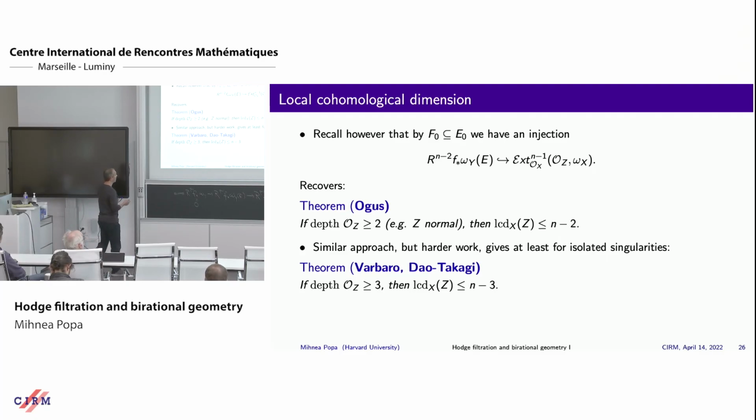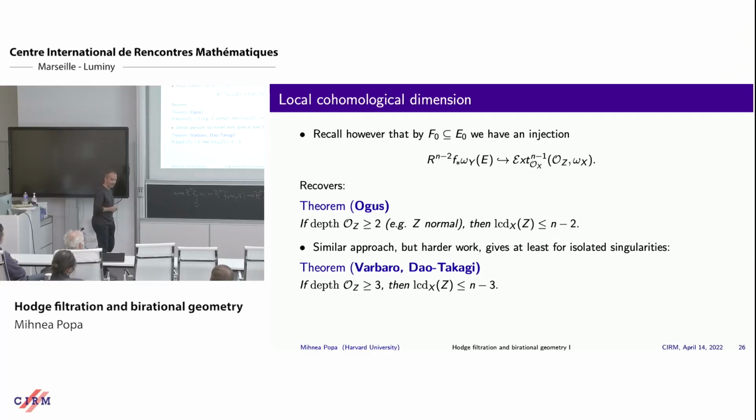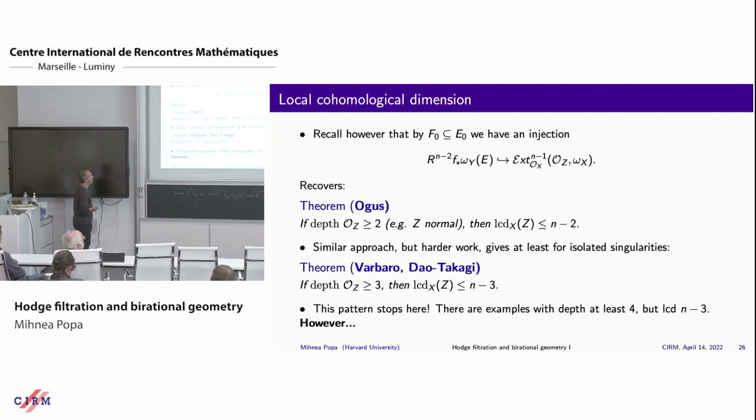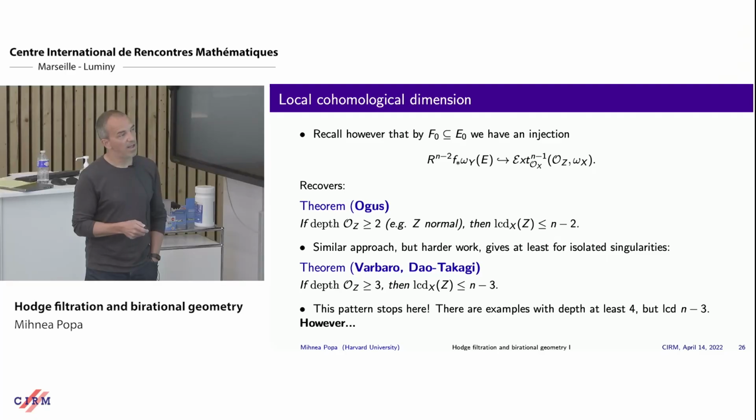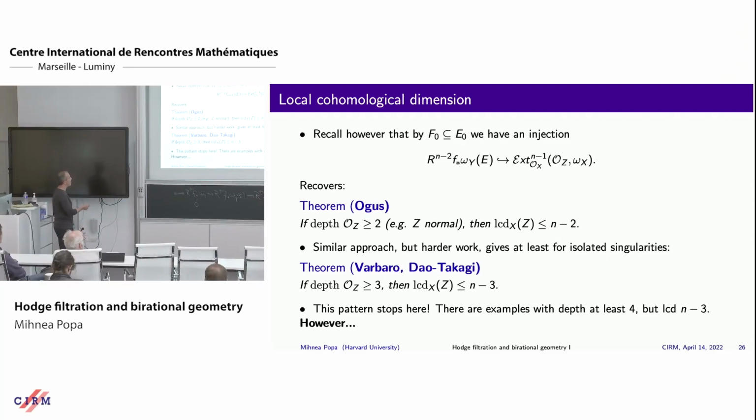Okay? But it's true. And so you see there's a clear pattern here, right? If the depth is at least k, then the local cohomological dimension is less than or equal to n-k. We know what we have to prove. Well, this is completely false. Okay? So the pattern stops exactly here. And in these papers, there are counterexamples. I mean, you have examples with depth at least 4, but the LCD is, again, n-3. There are some determinantal ideals that do this job. And then you can do it for higher values. I mean, this pattern breaks down.